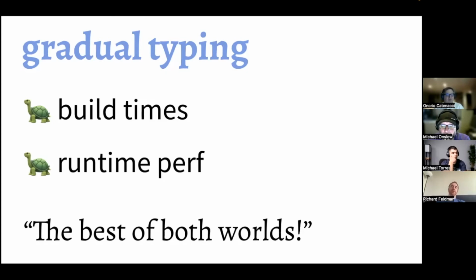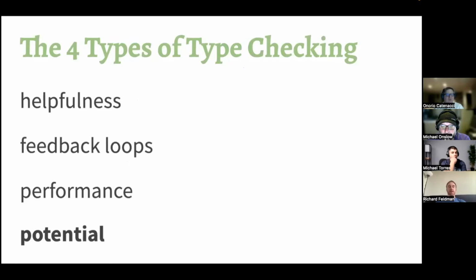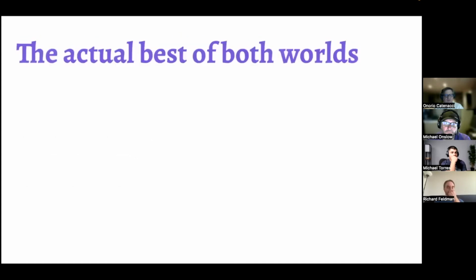Okay, so we talked about helpfulness, feedback loops, and performance of all of these different combinations of the 4 different types of type checking. And finally, I want to talk about the potential. Like I said at the beginning, I think there's one of these strategies that has more potential than the others going forward. And I want to talk about what that is and why.